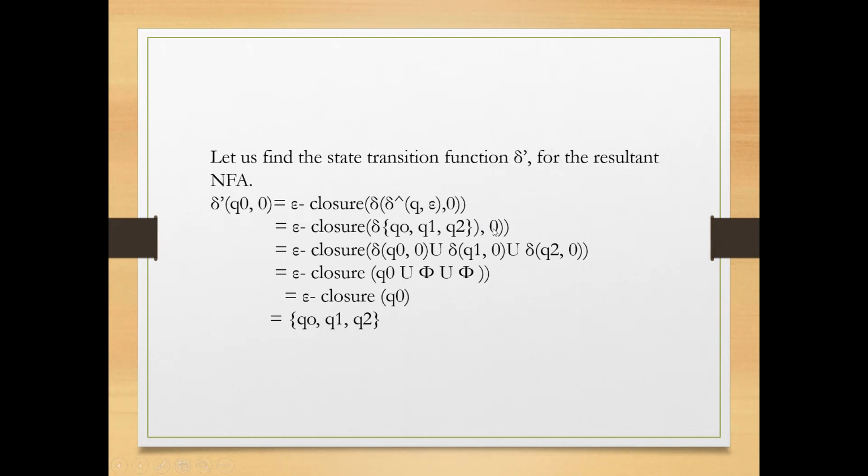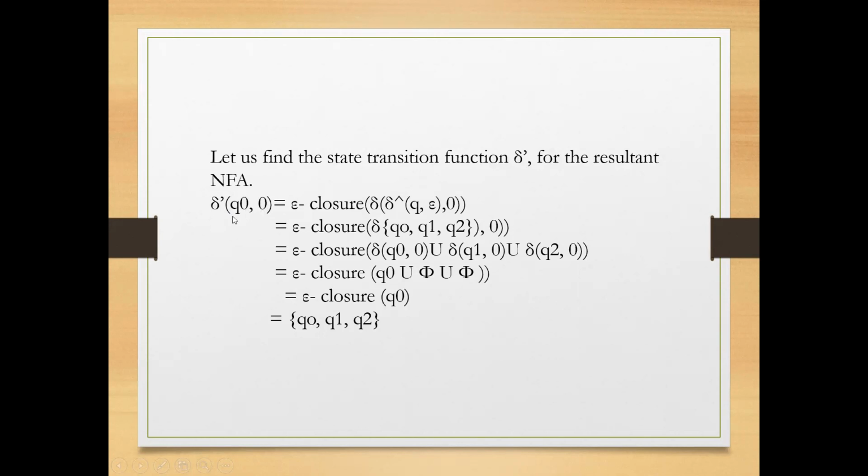When you are giving 0 input to all the states in the curly braces, we take the union of the outputs. So to state Q0 you give 0 as an input, to Q1 you give 0 as an input, to Q2 you give 0 as an input, and take the union of all. The final output is Q0, and finally you again find the epsilon closure of Q0, which is Q0, Q1, Q2. Likewise, you give input 1 to Q0 and compute delta dash for state Q0 on input 1. Then compute delta dash on state Q0 on input 2.